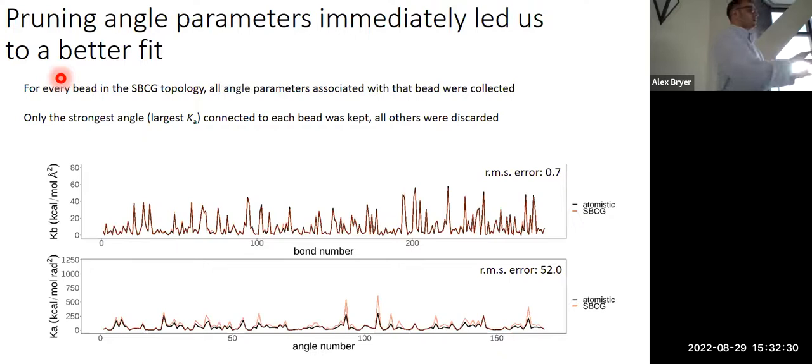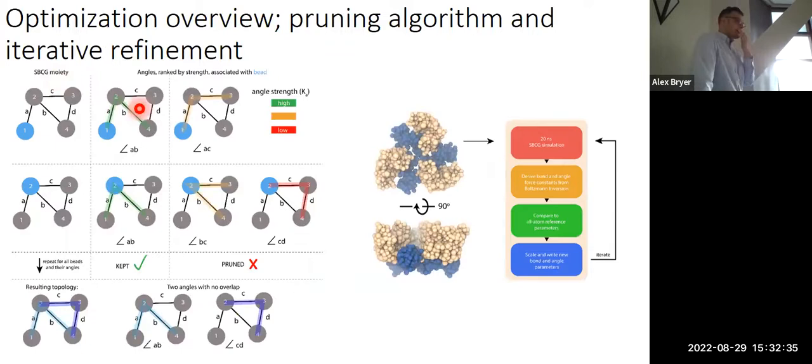And this is an overview of our complete refinement process. In this left column, this is your SBCG moiety. For every bead, we take the angles that are associated with the bead and we sort them based on their strength. And rather simply, anything that's not the strongest angle, we just remove from the model. The result is a topology where there's no overlap between any two angle parameters.